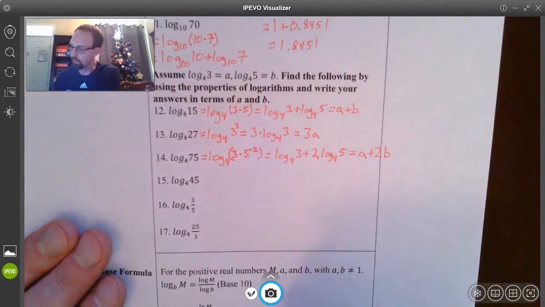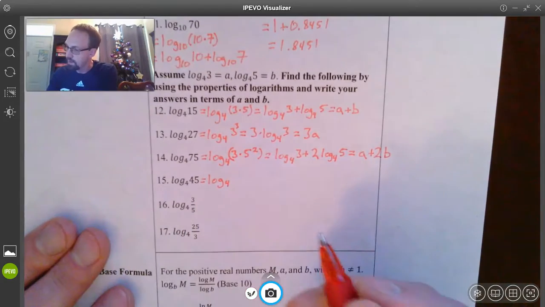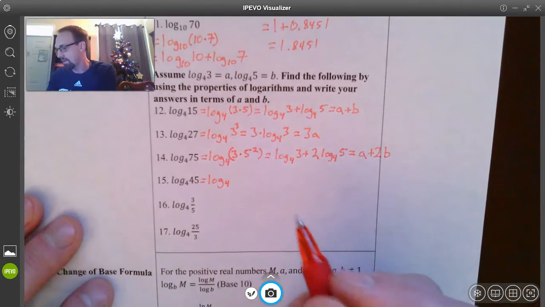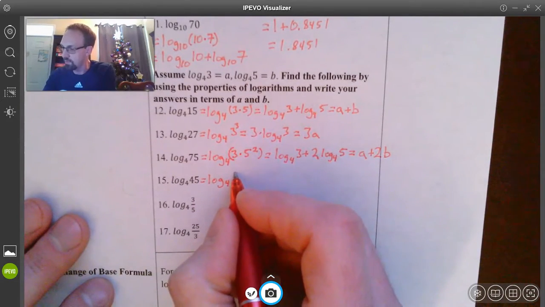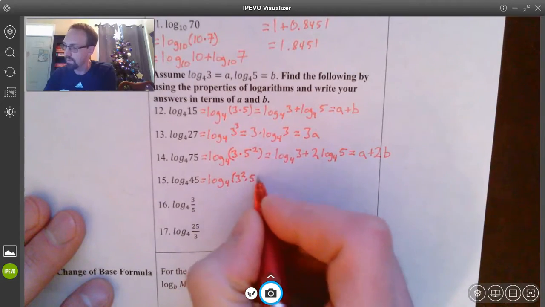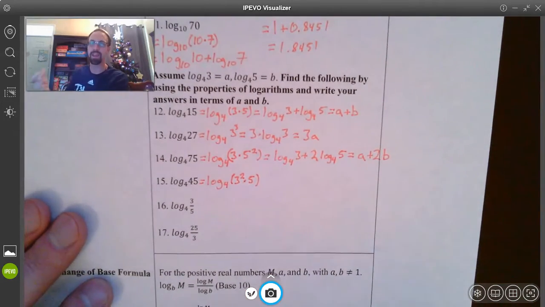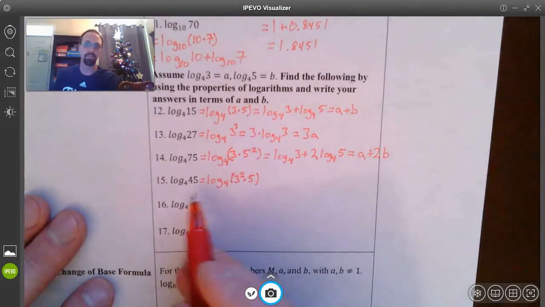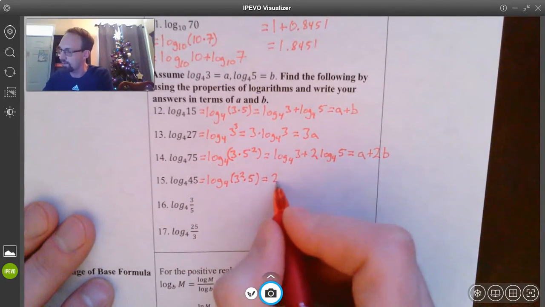Now I have log base 4 of 45. Let's see, how am I going to get to 45 with 3 and 5? All right, well, if I take 45, divide by 5, that gives me 9, or 3 squared. So notice I'm just trying to see how I can use the numbers I have here, 3 and 5, in these factors. Now these all happen to be factors of 3 and 5. That's why this is working out so well.